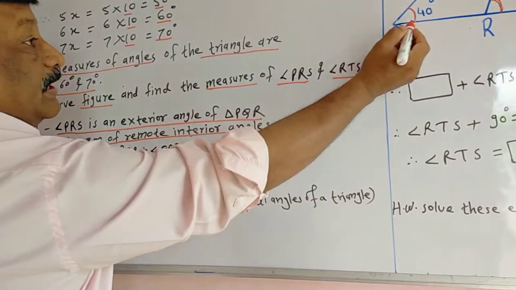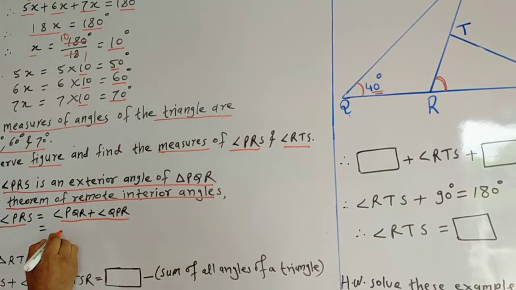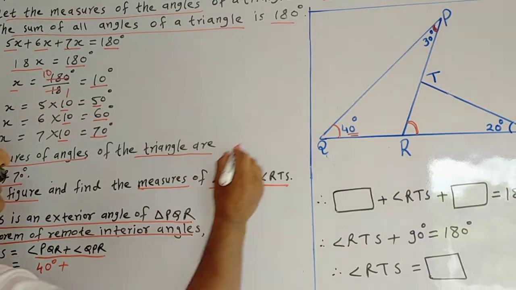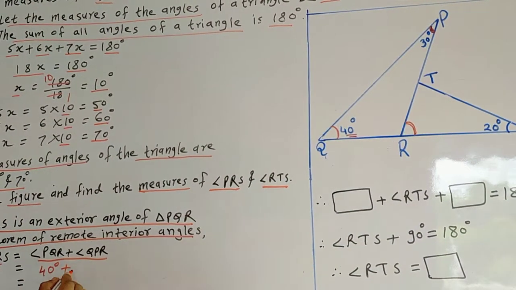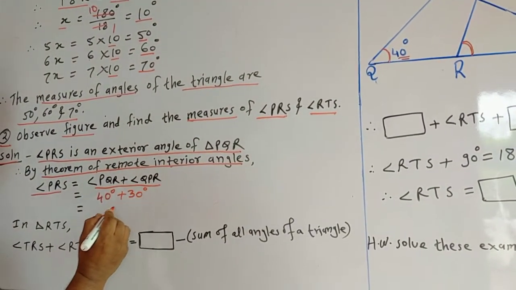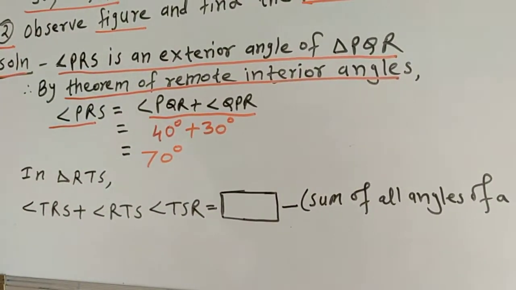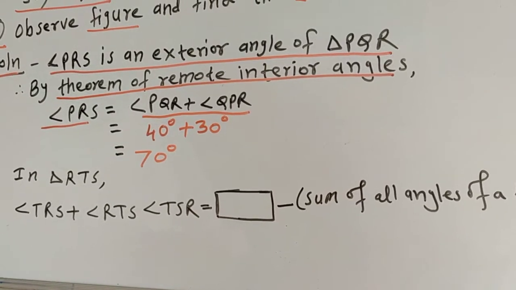But the measurement of angle Q is 40 degrees. So right here 40 degrees plus angle P, its measurement is 30. Now 40 plus 30 is 70 degrees. So the first answer is angle PRS is equal to 70 degrees.